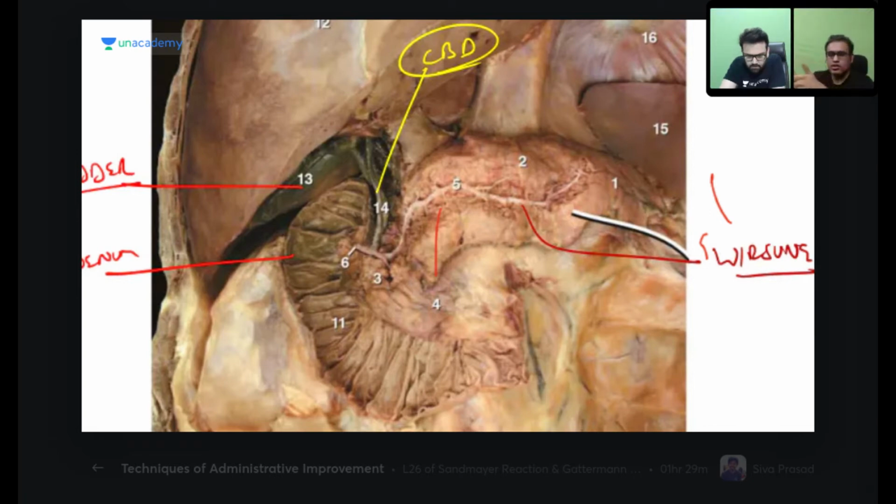So you know that the small ductules are adding up, so the size would automatically increase. Now look at number 14. I already labeled it for you guys. CBD, common bile duct. You can see the duodenum has been cut to show you the CBD, as the CBD was behind the duodenum. And you can see the CBD combining with the Wirsung, and it is opening where you can see labeled 6. That is your major duodenal papilla.